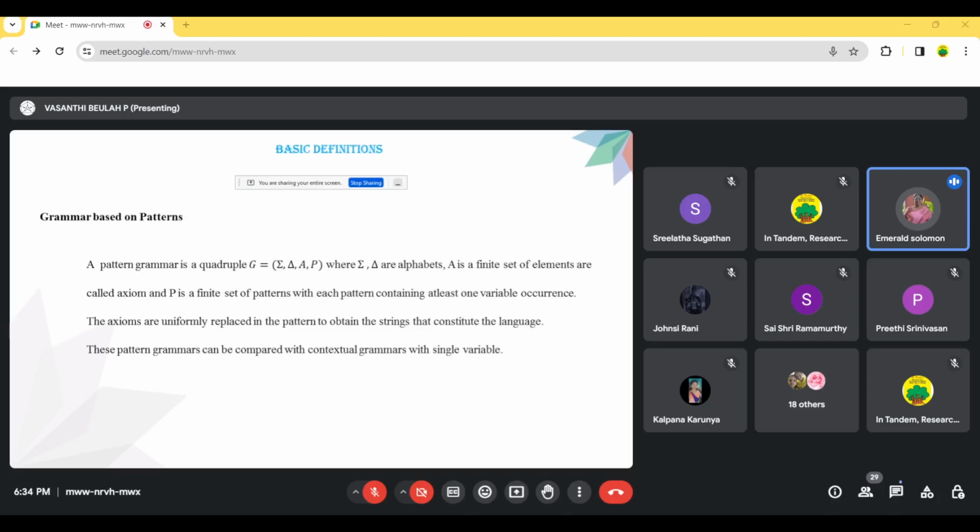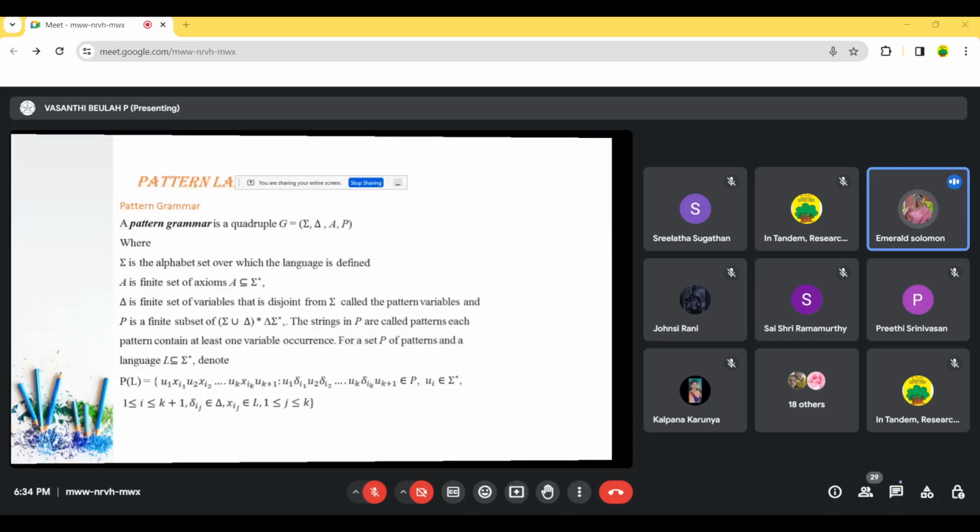And you can move on to the next slide. This is the definition. You don't need that. You can move on to the next slide. Yes, the next slide also. So all words generated up.